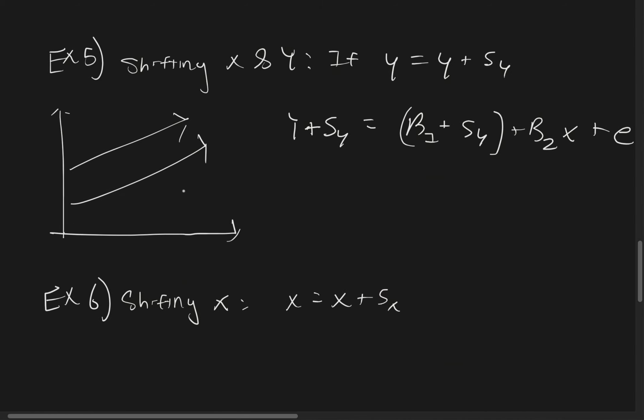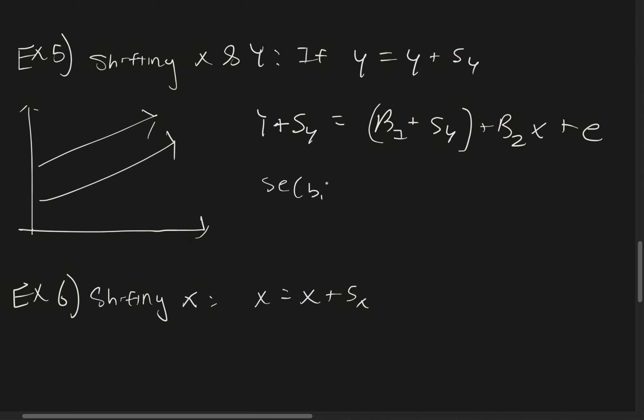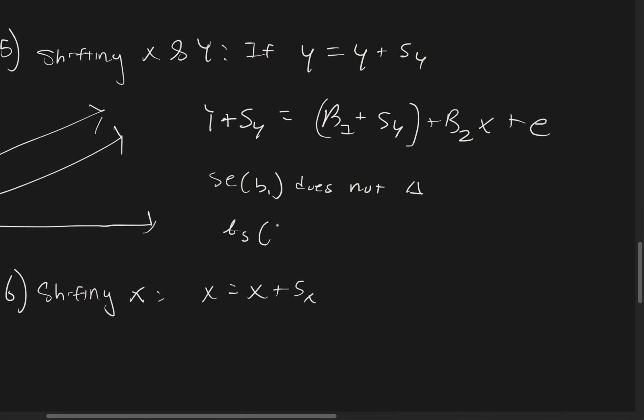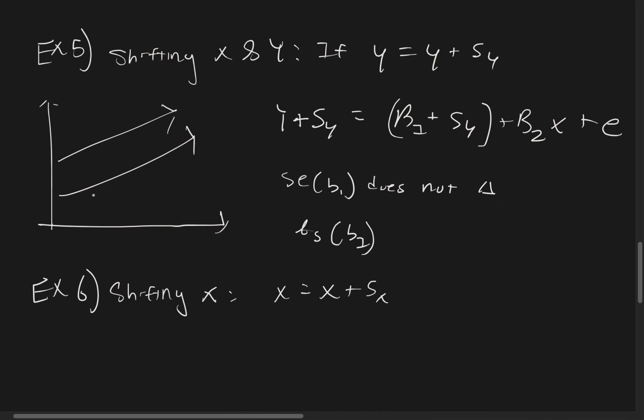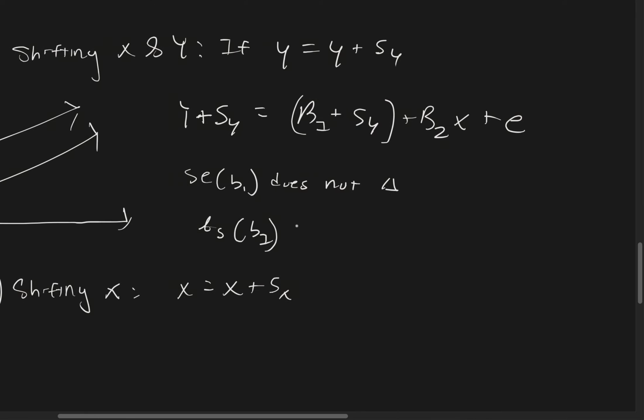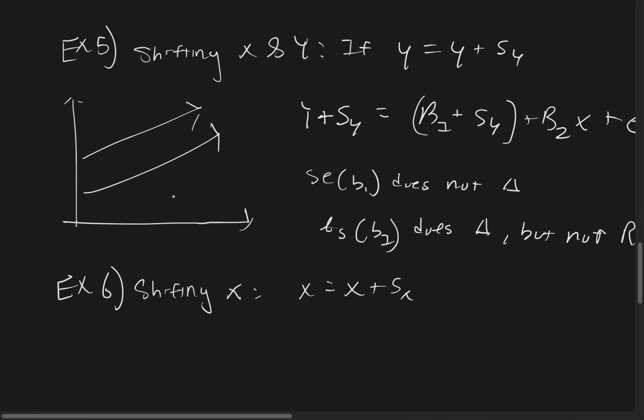And so the beta 1 changes in this case, but the standard error of beta 1 does not change. And then the test statistic of beta 1, because the beta 1 shifted down or up, whichever case, actually does change, but not the R squared, because the R squared is only factoring in the slope, or the correlation of x and y.